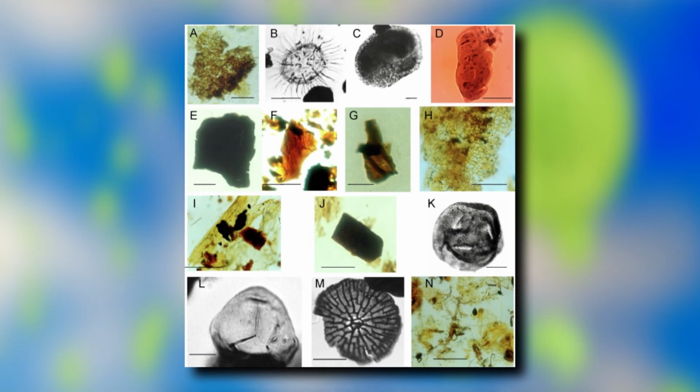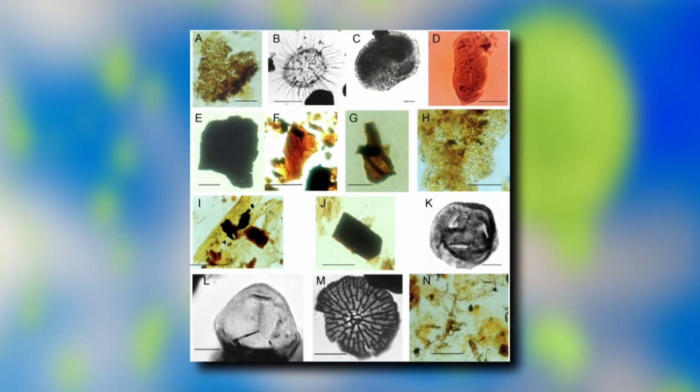Charcoal in particular is a very abundant and frequent constituent of palynodebris and can be analyzed as to quantity and type, potentially revealing much about the environment at the time of deposition.